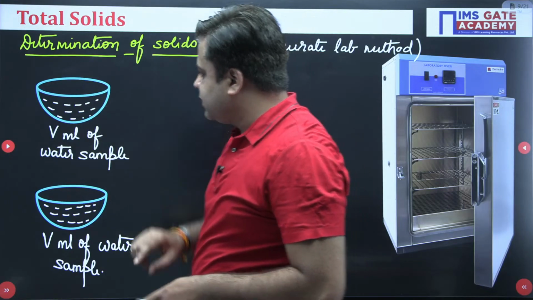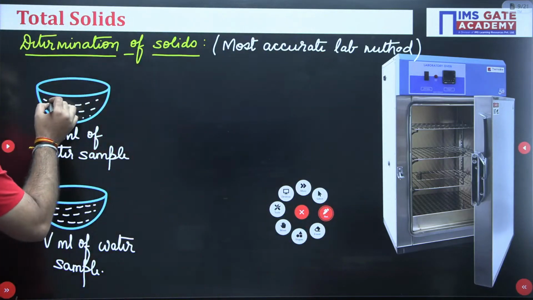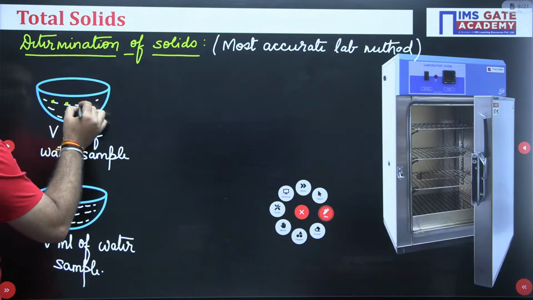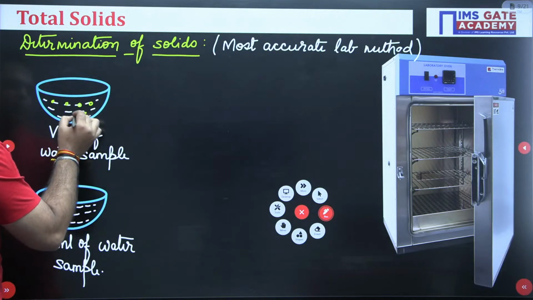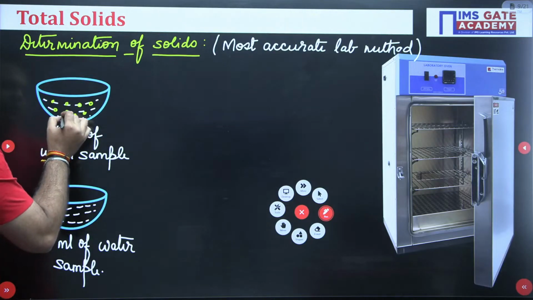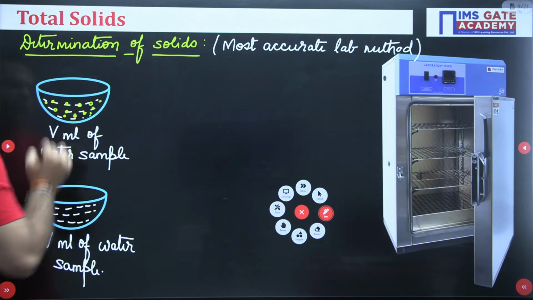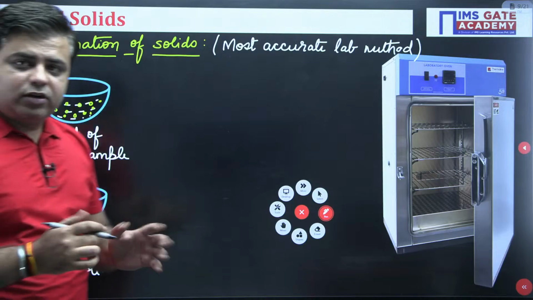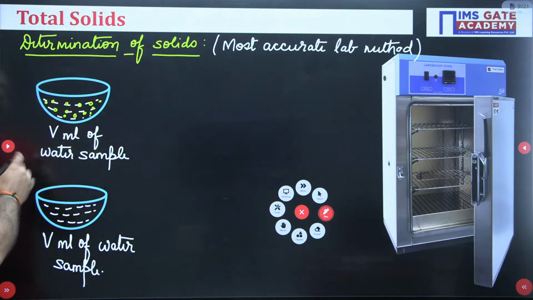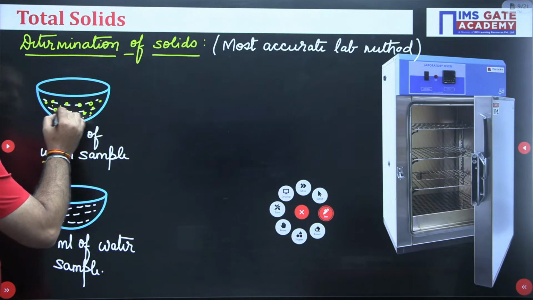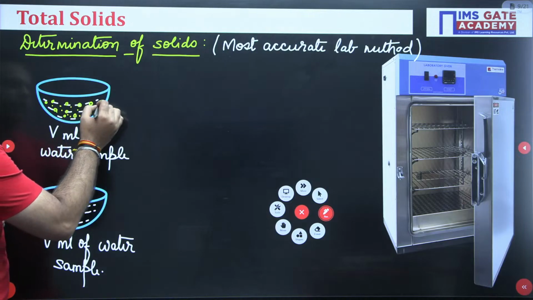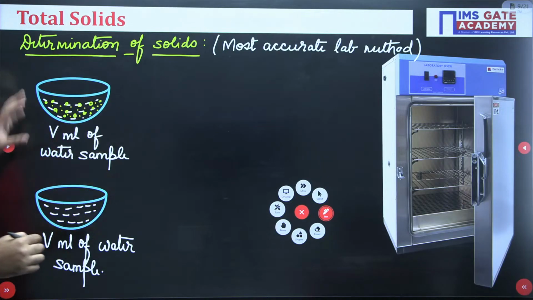In this water sample, there will be both total solids and dissolved solids. You can see the total solids I have drawn in yellow, and the dissolved solids you cannot see, so I haven't drawn them. Still, these are your dissolved solids. So this water sample contains both suspended and dissolved solids.